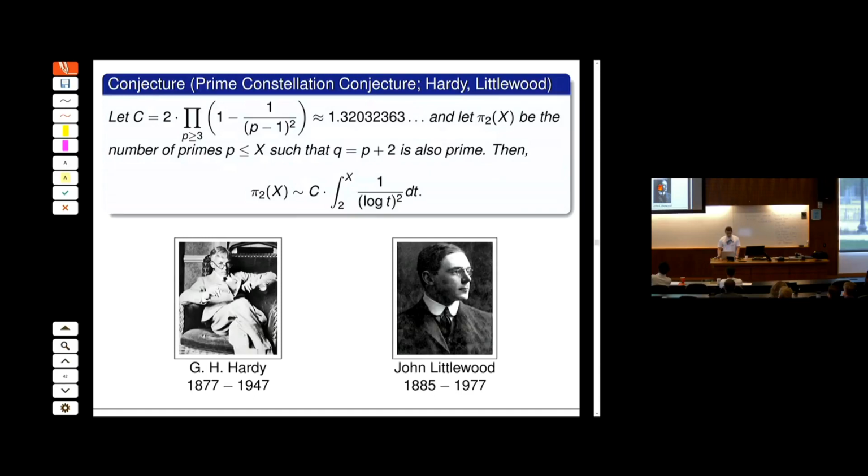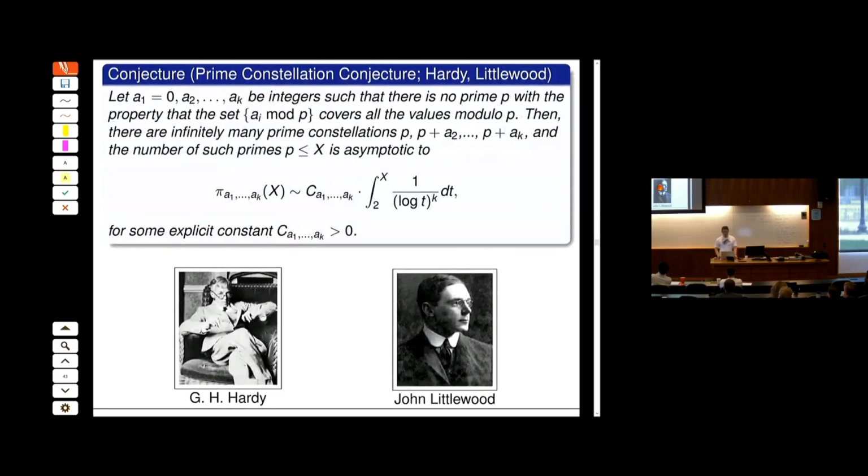Okay, so the conjecture is bigger in that it's talking about k-tuples, admissible k-tuples. So for instance, there may be infinitely many primes p such that p and p plus 2 are primes. There are not infinitely many primes such that p, p plus 2, and p plus 4 are all primes, because one of the three will be divisible by 3. So there's only one such triple, 3, 5, and 7, right?